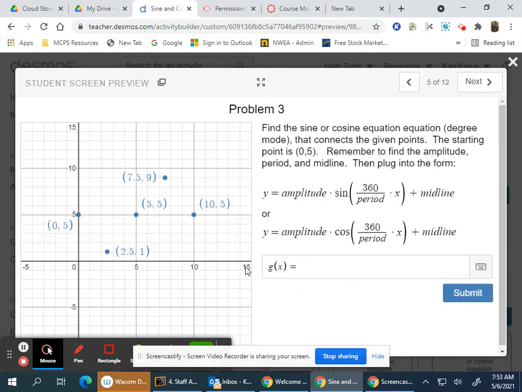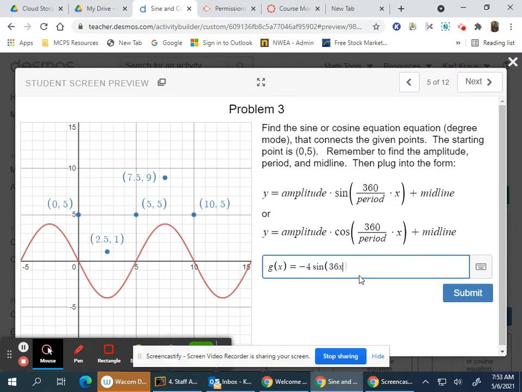Problem 3, same directions. Starting at 0, 5, ending at 10, 5. So my period is 10. Here I'm going down first to a minimum. This is a sine curve. Starts at the center line, ends at the center line. So it's negative. My amplitude from 5 to 9 is 4. So negative 4 sine. And then 10 into 360 is 36. And then my center line is 5.